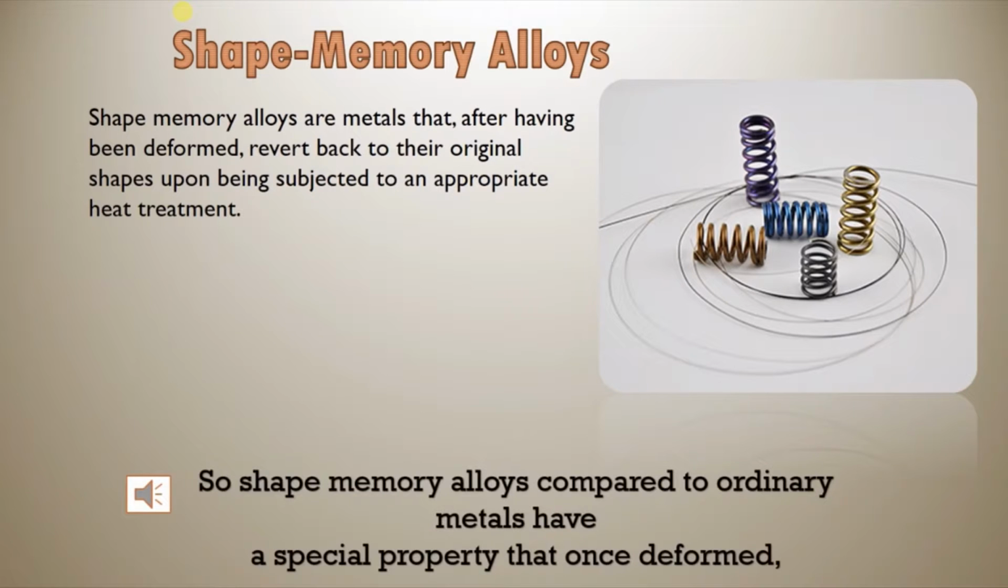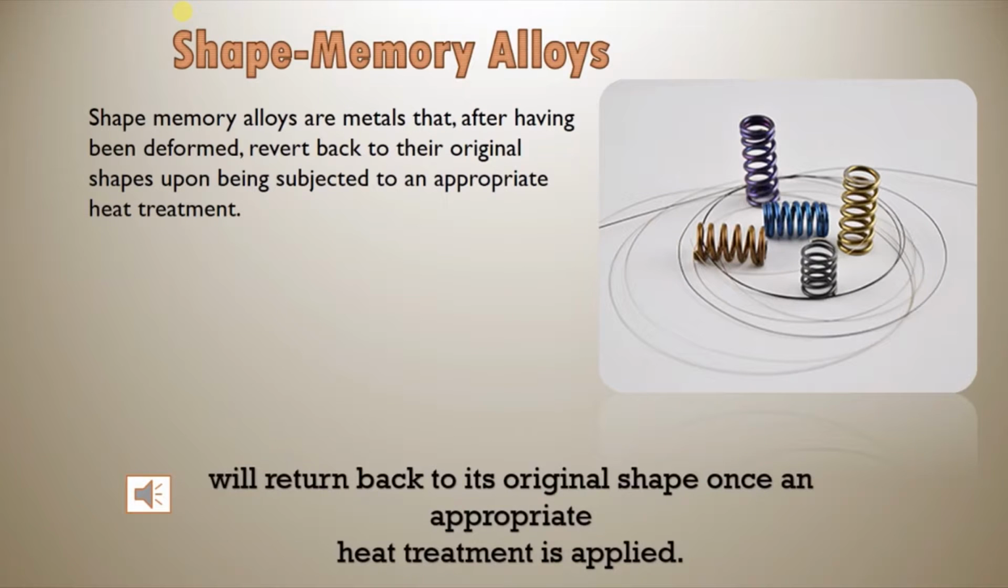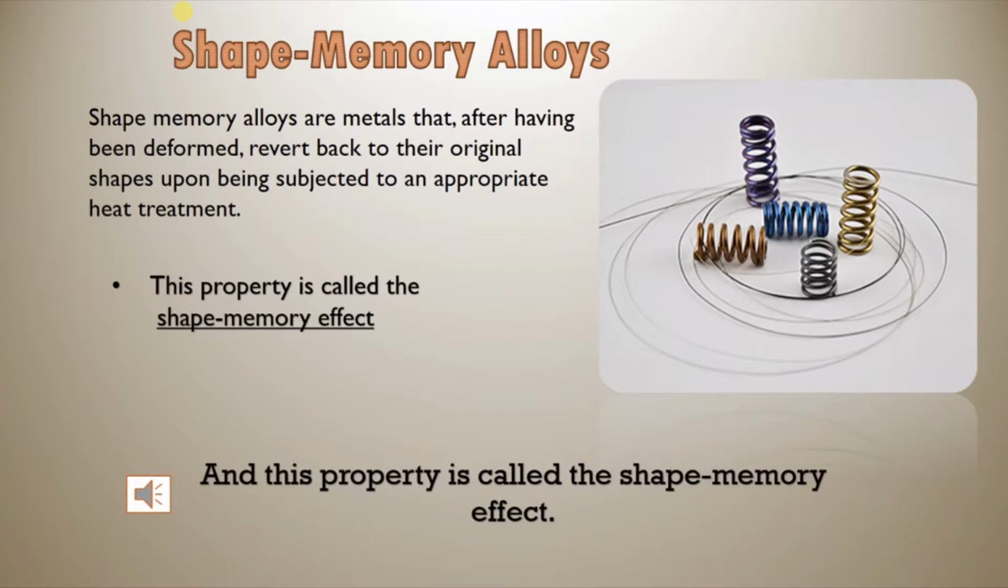Shape memory alloys, compared to ordinary metals, have a special property that once deformed, they will return back to their original shape once an appropriate heat treatment is applied. And this property is called the shape memory effect.